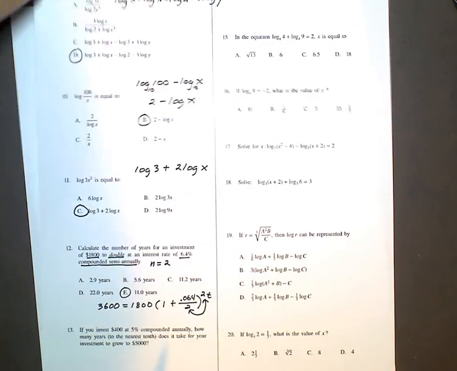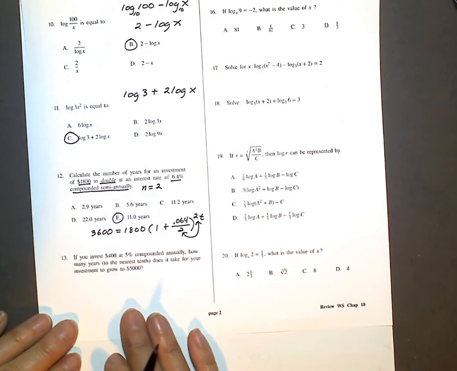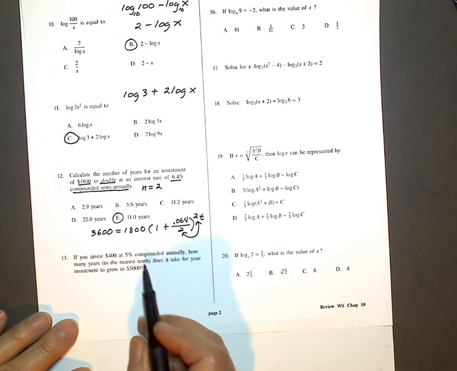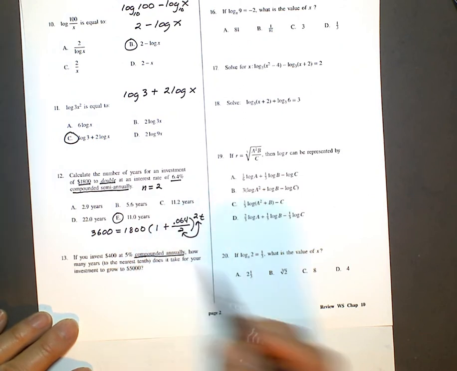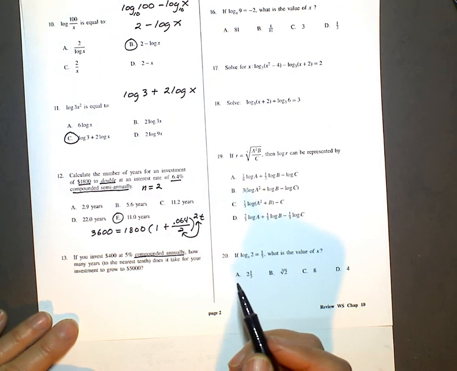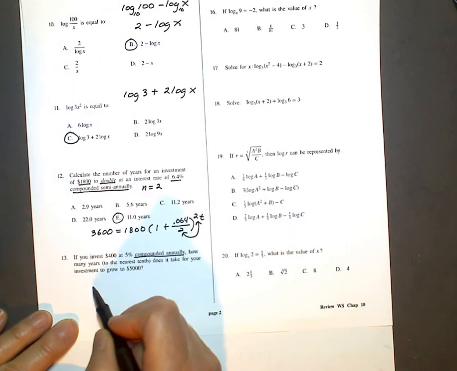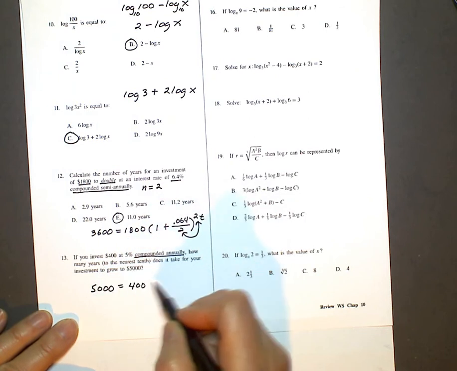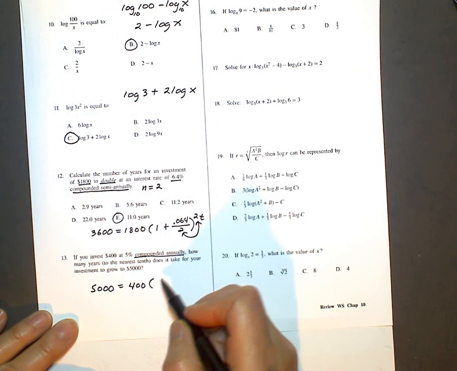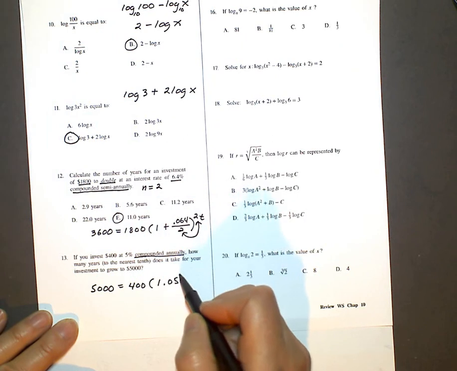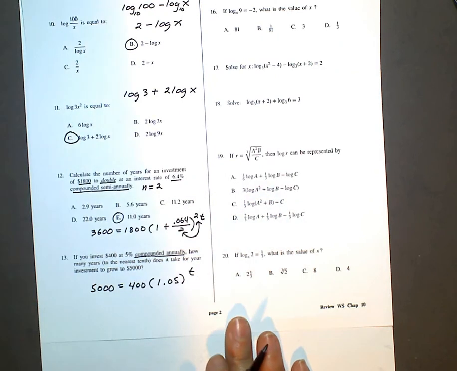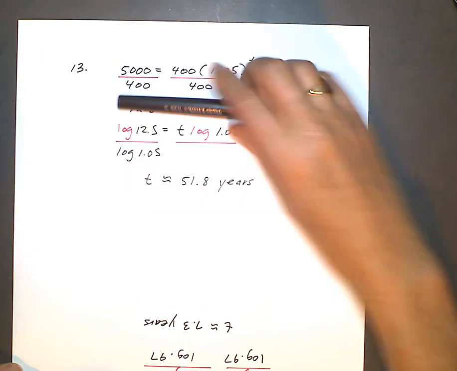Okay, for number 13, I'm investing 400 at 5%, and I want to know how long it is going to take it to reach 5,000. This compounds just once a year annually, so it's a compound interest problem. So my equation is going to be that my ending amount that I want to get, 5,000, will be the starting amount of 400 times 1 plus 5%, so 1.05 to the power of time. So I've worked that out on a separate sheet here. So that's the equation I'm starting with.